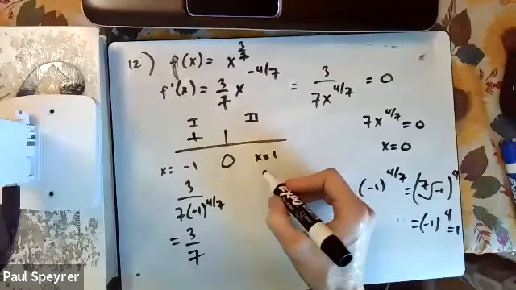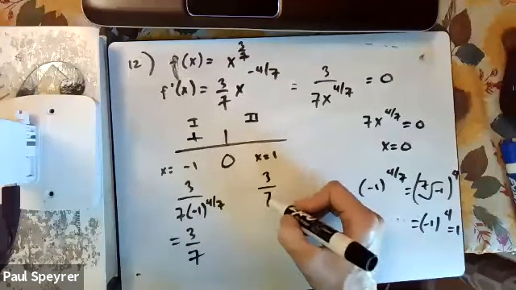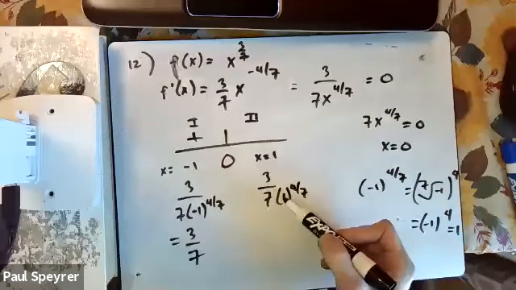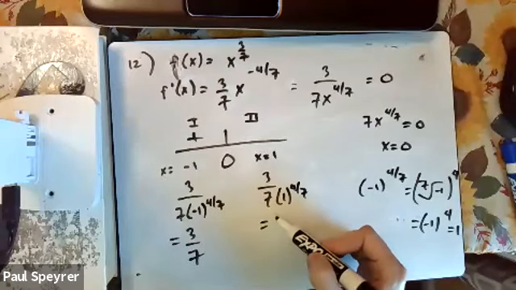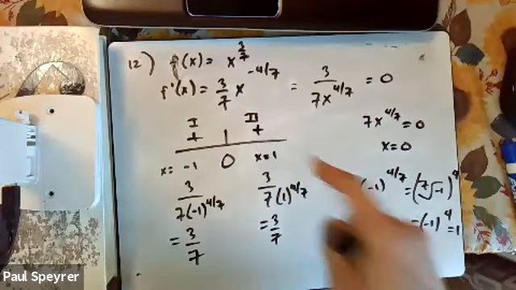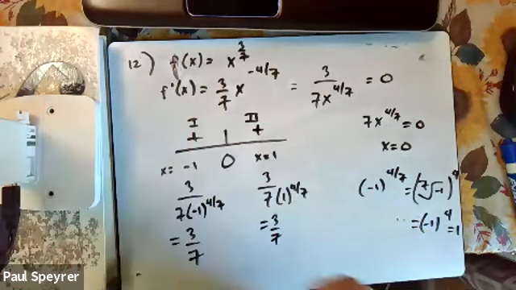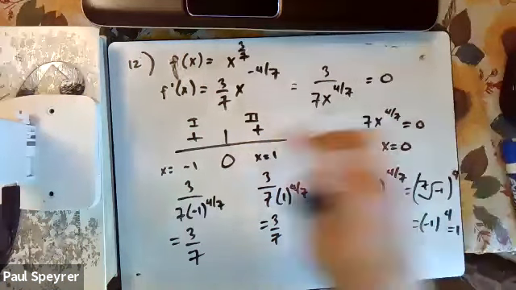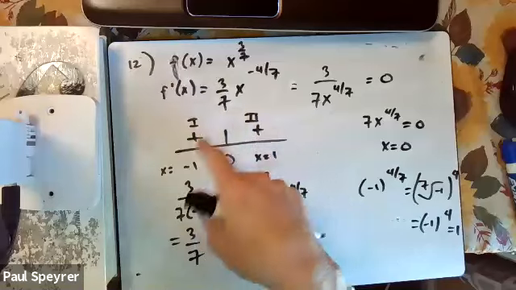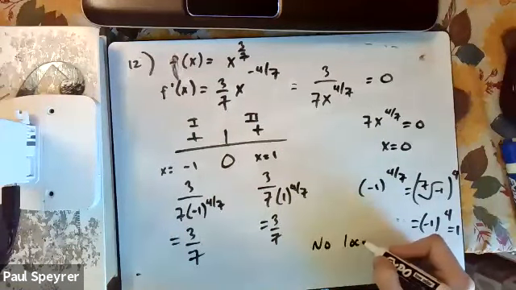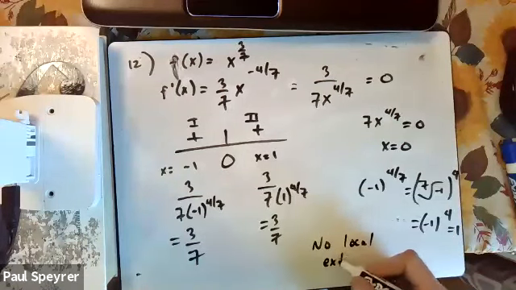What about in the second region? This is 3/7, and then we have 1 to the 4/7. Guess what? This is just +1. This is +3/7. So this is plus. So look, it's both plus and plus right here. What does that tell us? That there is no local max or no local min, right? Because there's no transition from positive to negative or negative to positive. So no local extrema.